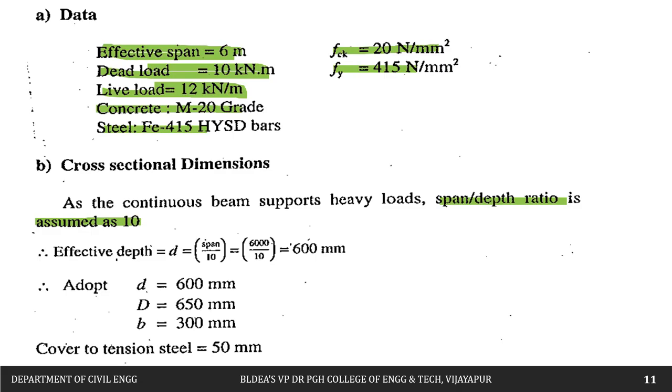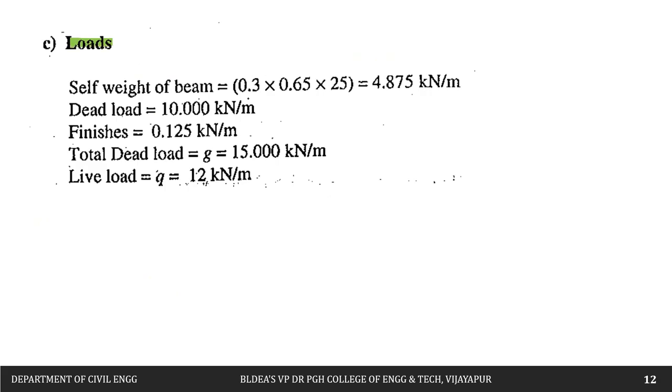So the span to depth ratio is taken as 10. Therefore the effective depth d is equal to span divided by 10, so 6000 divided by 10, which is equal to 600 mm. Let us assume the effective depth as 600 mm and the overall depth as 650 mm, and the width of the beam equal to 300 mm. The cover to the tension steel is equal to 50 mm. Then next we have to calculate the loads.